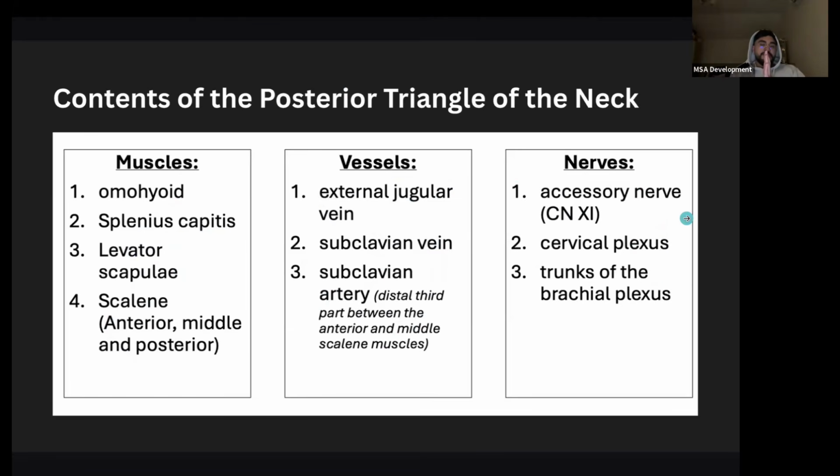Honestly, it supplies the trapezius, so I just think of it. This is how I remember it. You have the cervical plexus as well, and trunks of the brachial plexus, okay?